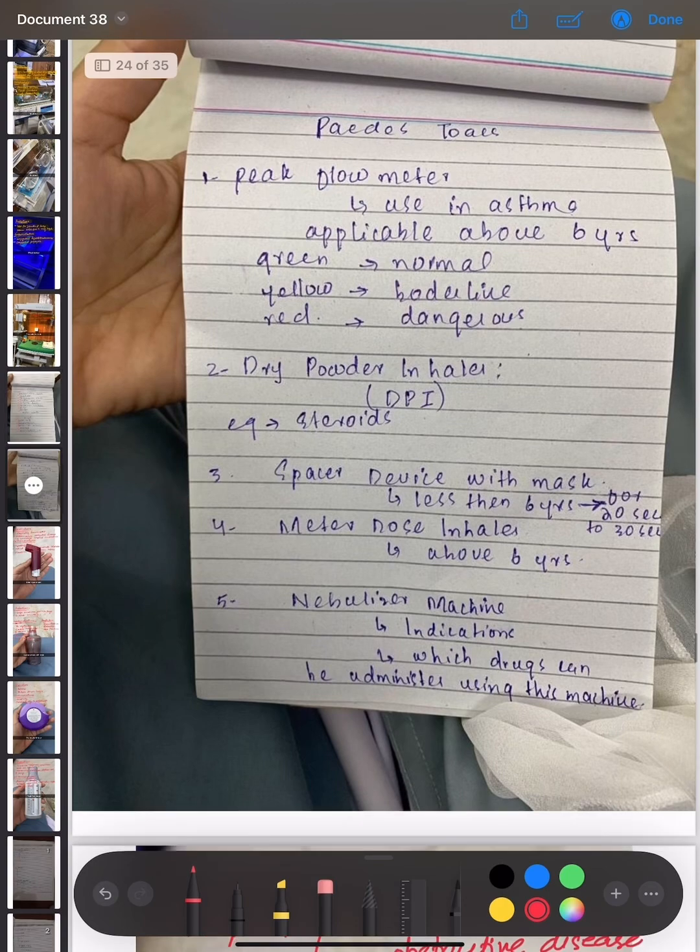Okay, this is PEDS TOACS. This is peak flow meter. It is used in asthma and applicable above 6 years. The green shows normal, the yellow shows borderline, and the red shows dangerous.